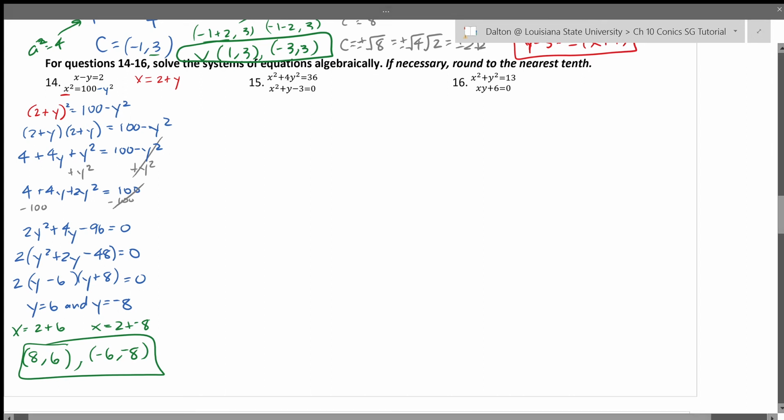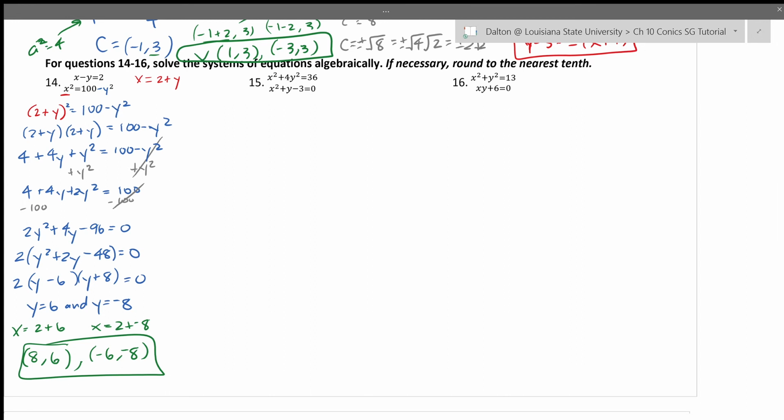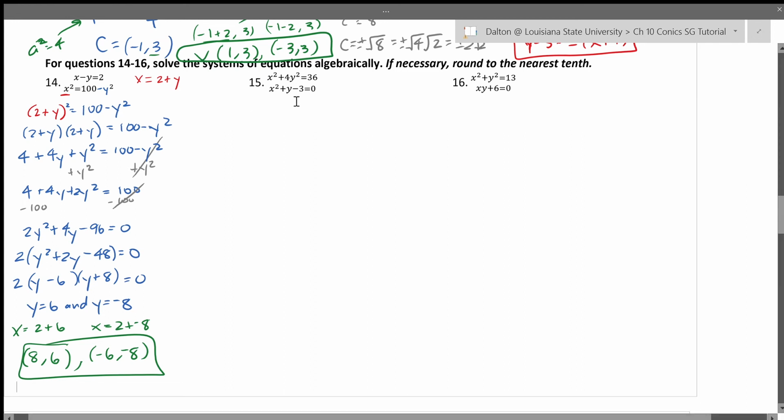Number 15, I've got x squared plus 4y squared equals 36. x squared plus y minus 3 equals 0. So you can do a few different things. I recommend elimination just because I have common exponents. So you can move this negative 3 first if you want to the right side so that it lines up with this 36, or you can just deal with it later. I'm going to deal with it later.